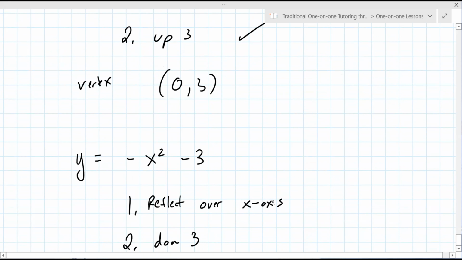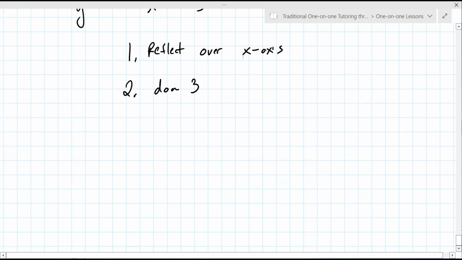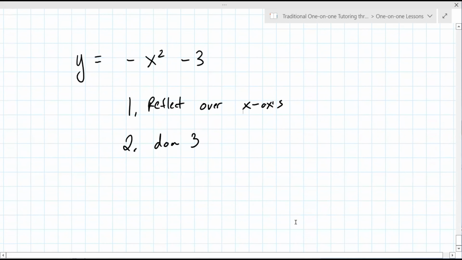Oh, okay. But then the vertex would just be 0 and 3. It does not shift horizontally, right? Mm-mm. So the x coordinate of the vertex is 0. What's the y coordinate? 3. Nope. -3. Yeah.